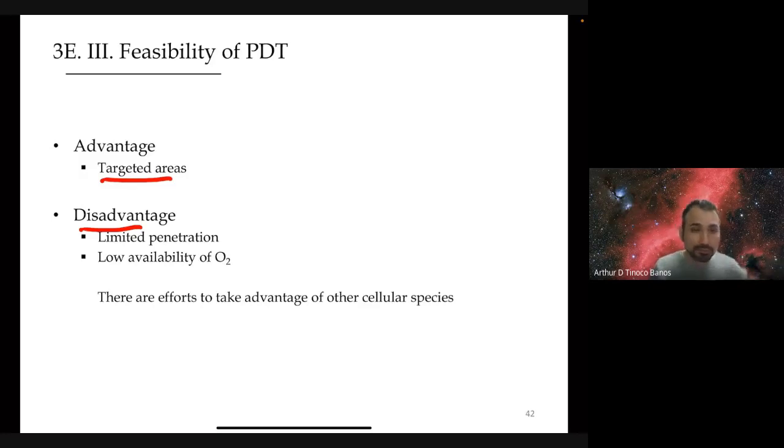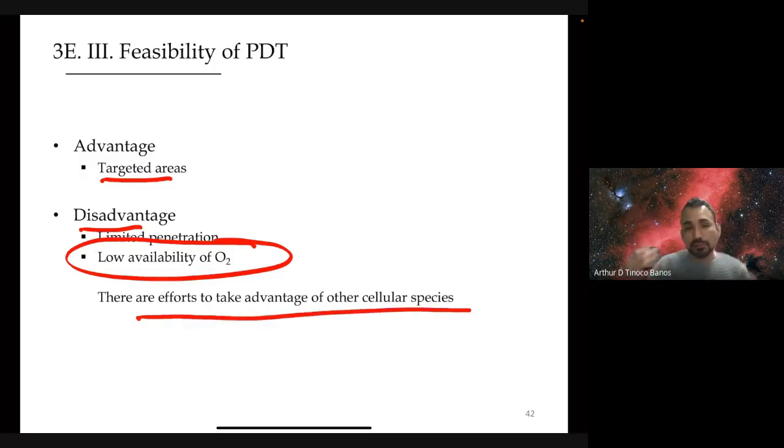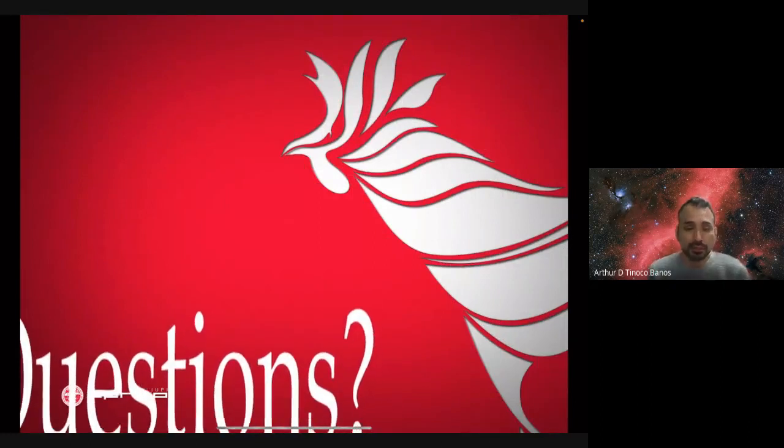But also, very importantly, remember the complex tumor environment, the low availability of oxygen. If you don't have enough, you're simply not going to have much activity. Therefore, people are trying to develop this technology using other cellular species to be able to facilitate this type of effect. All right, so with that in mind, we conclude this discussion.